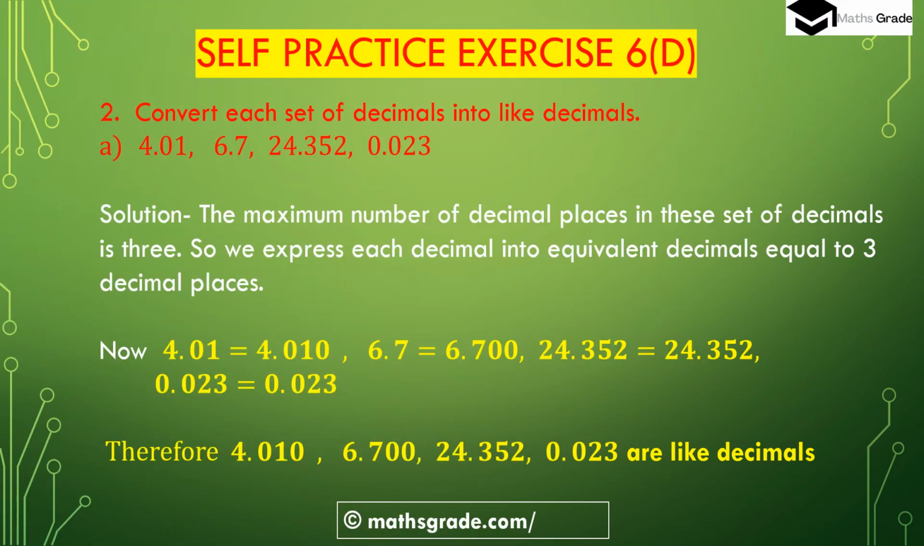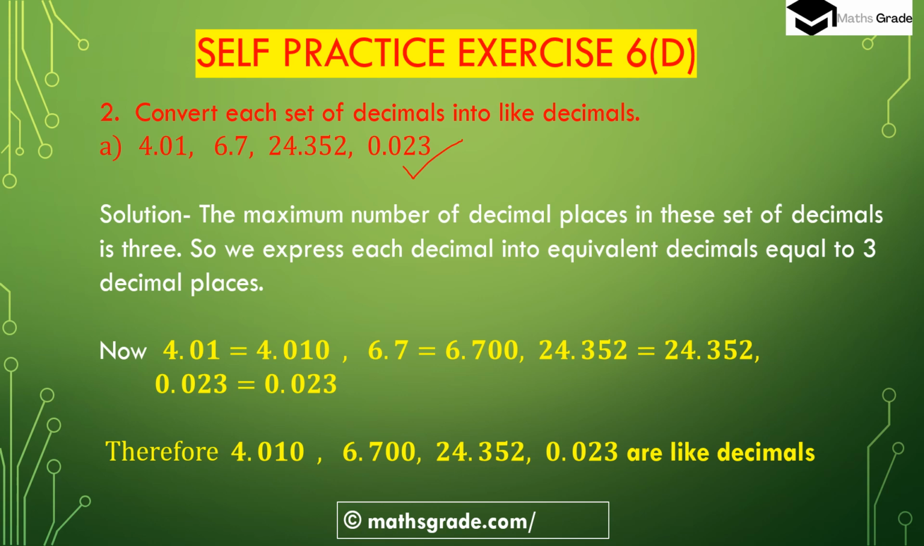Now we will solve question number 2. Question number 2 is: convert each set of decimals into like decimals. First bit is 4.01, 6.7, 24.352 and 0.023. These are the given decimals and we have to convert this set of decimals into like decimals. Like decimals means the number of decimal places in each decimal is equal.